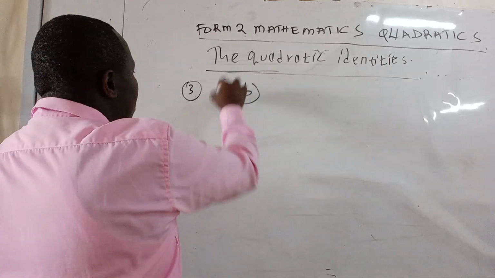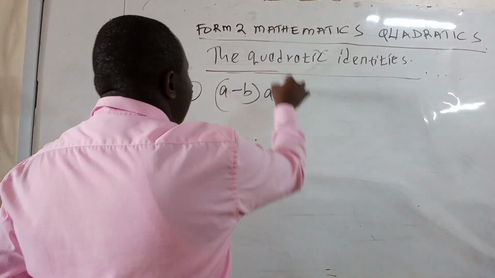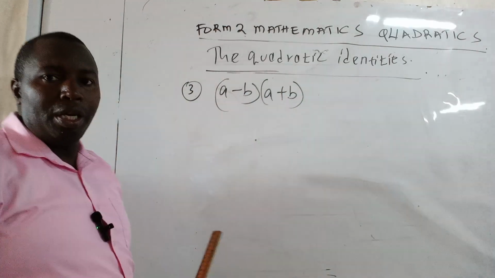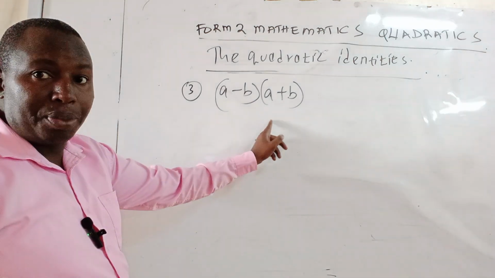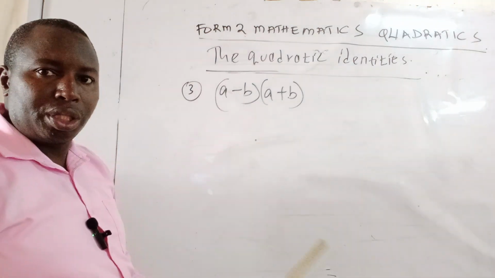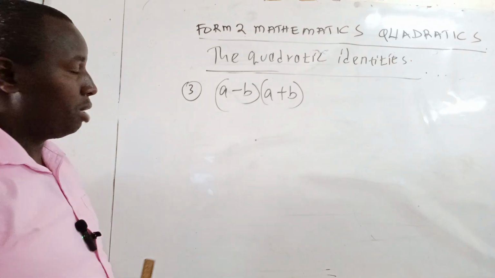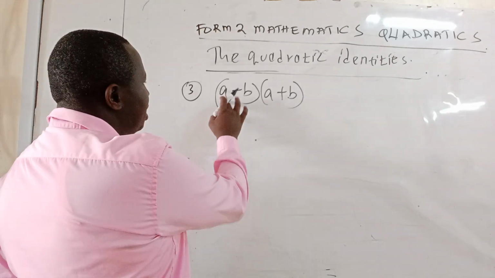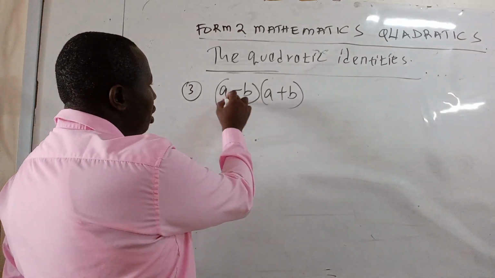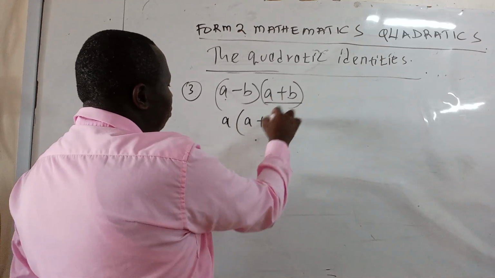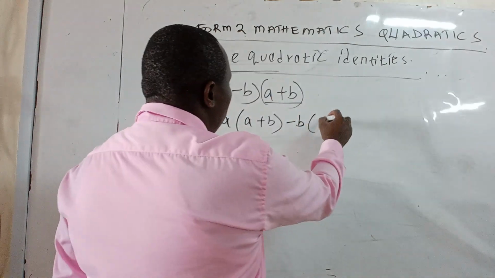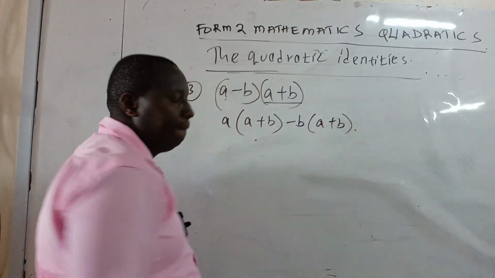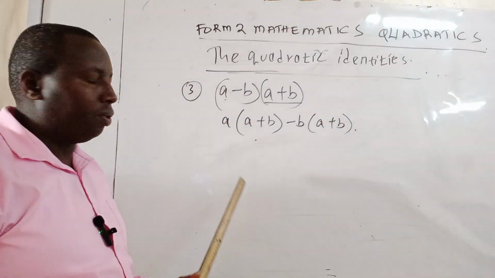A minus B times A plus B. Can you expand this? We are supposed to expand this to see what the end result is. A minus B, A plus B. So what do you do? Take this A, open A plus B, and then take this minus B, open A plus B. Let's see what the end result is.